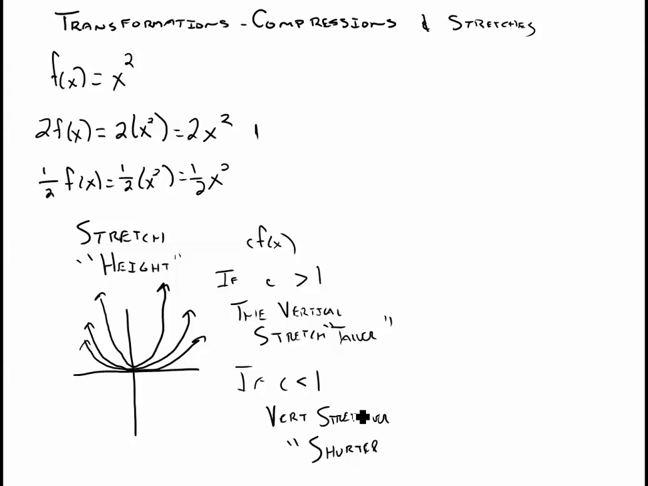And that should make some sense, because what's been affected are the outputs. F of x, the y, has been doubled, or f of x has been multiplied by 1/2.